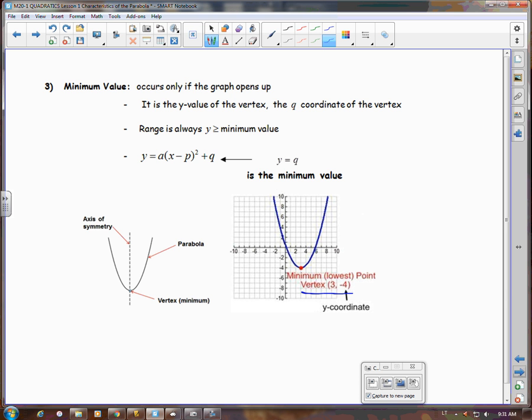Because our parabola opens upward, we would simply say that the range of our parabola here is y has to be greater than or equal to -4. That lowest point, the minimum point here, is at y equals -4. And this would describe the range of our function.